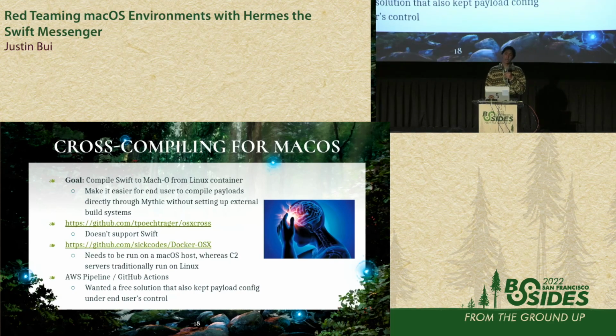I looked at the free tier and didn't really like that there was an upper limit on how much you could compile. I really wanted a free solution that kept the payload config under end user control. What I mean by that is within Hermes, there's a file that defines various secrets, such as encryption keys, C2 callback domains, ports, and other agent-specific secrets. I wanted to keep that information out of third-party control if possible.